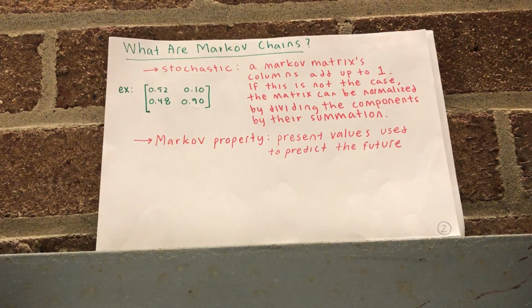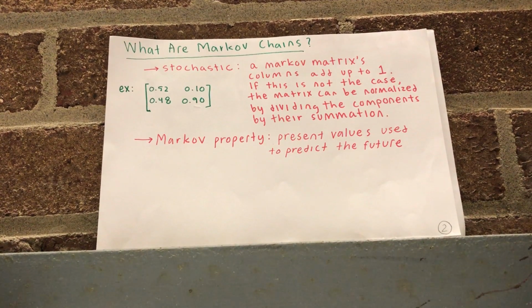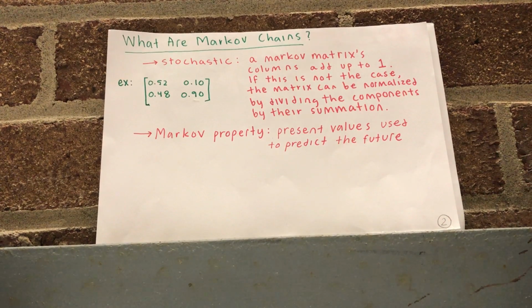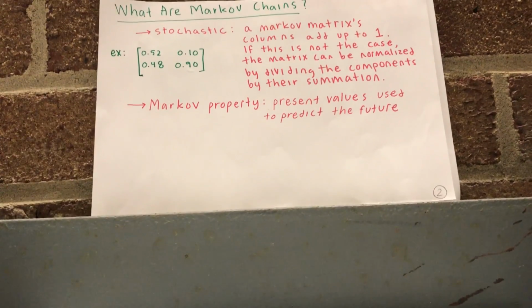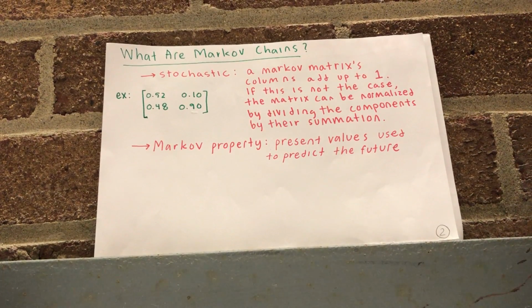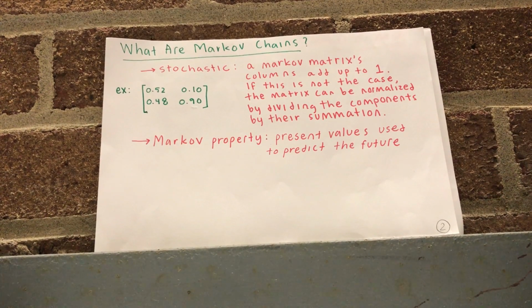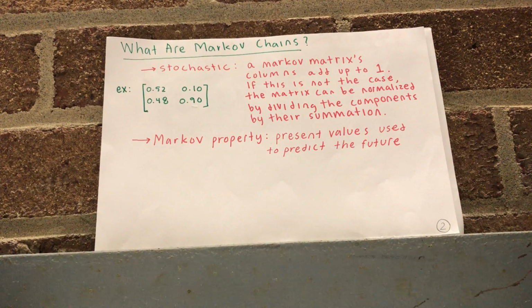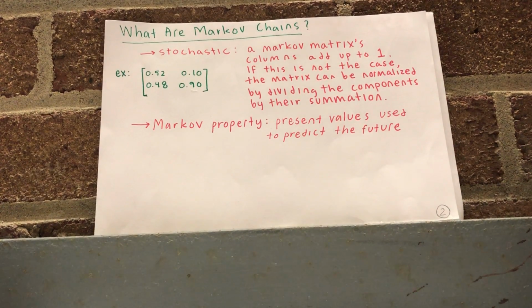Now, for a Markov matrix to be stochastic, all the columns have to add up to 1. If this is not the case, the matrix can be normalized by dividing the components by their summation. Markov property: present values used to predict the future. Why does this work? It works because all of the past information is stored within that present value.